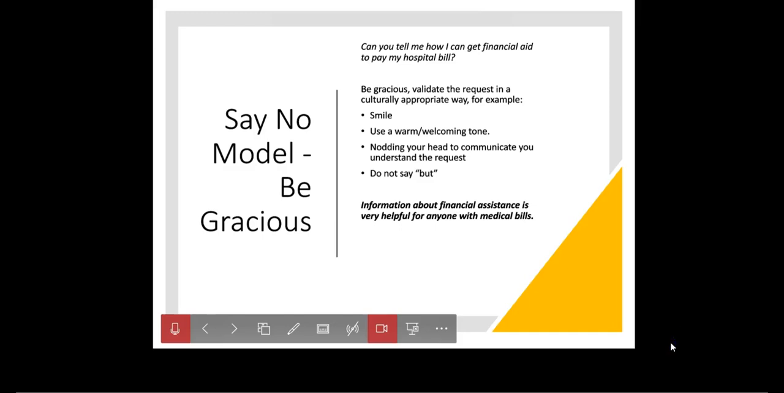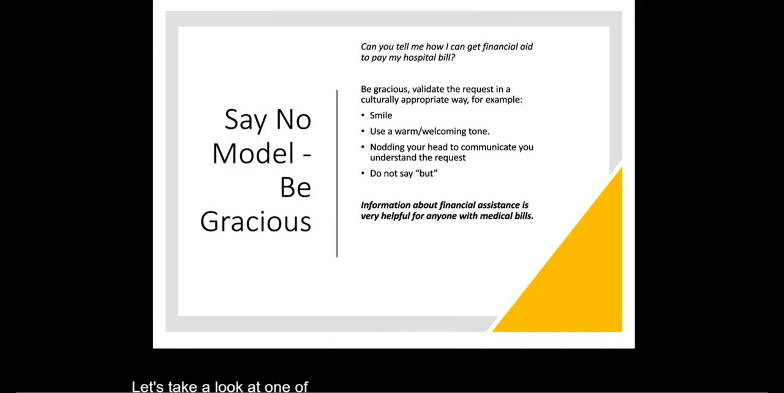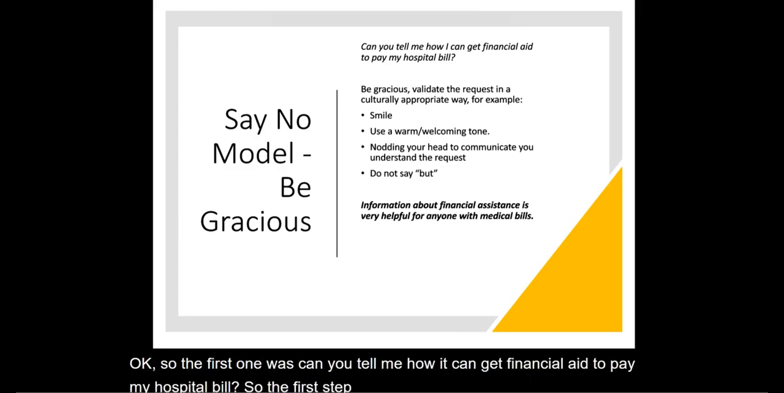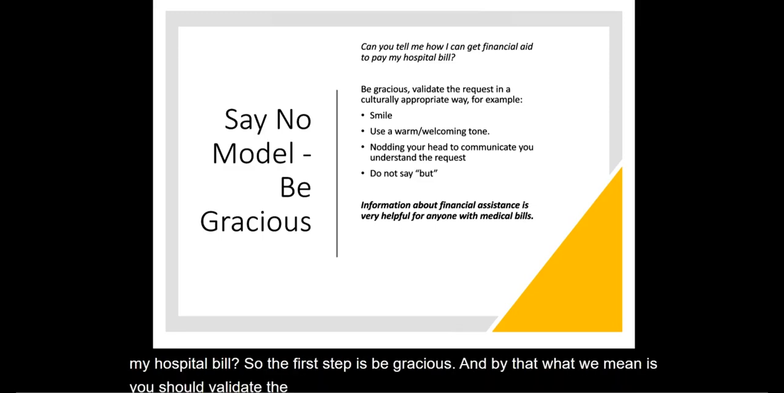Okay, let's take a look at one of these specifically and apply the Say No model. So the first one was, can you tell me how I can get financial aid to pay my hospital bill? So the first step is be gracious, and by that what we mean is you should validate the request in a culturally appropriate way.